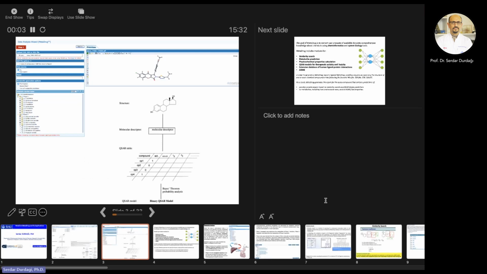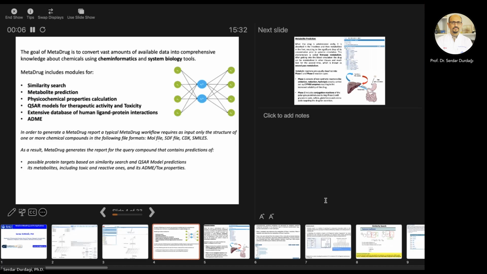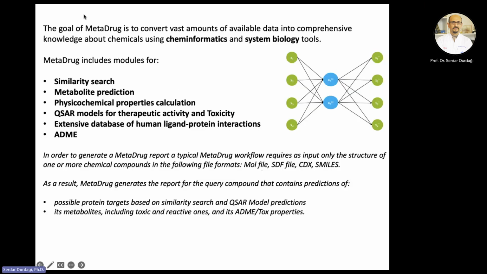Yes, we mentioned this. The goal of MetaDrug is to convert a vast amount of available data into comprehensive knowledge about chemicals using chemoinformatics and systems biology tools. It includes similarity search, metabolite prediction, physicochemical properties calculation, QSAR models for therapeutic activity and toxicity, an extensive database of human ligand-protein interactions, and ADME. To generate a MetaDrug report, a typical workflow requires an SDF file or MOL file, as I showed you. And it creates lots of QSAR models.